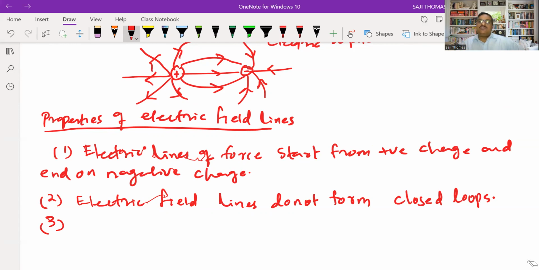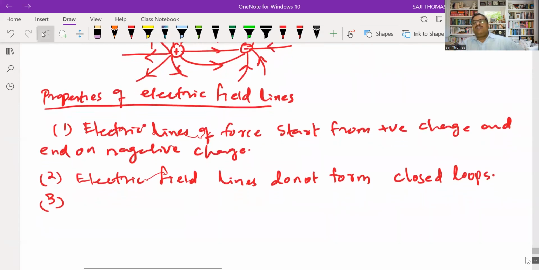If they intersect at one point, then at that point there will be two directions for the electric field. It is not possible. Electric field at one point can have only one direction.